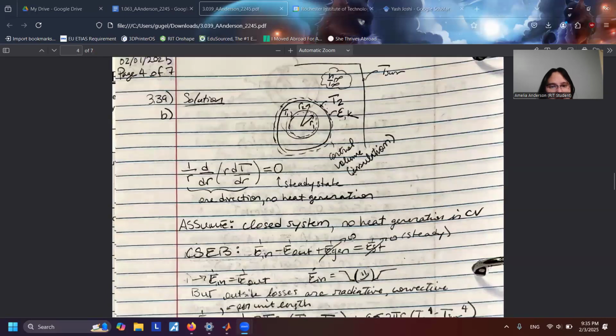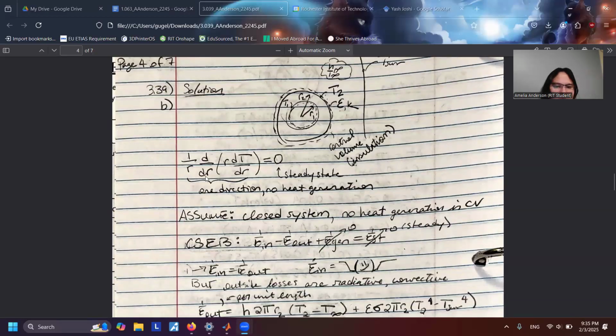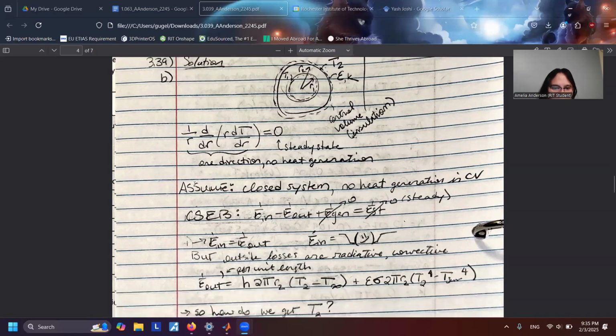Moving on to part B, it's going to get a little more complicated. Here's our heat diffusion equation, simplified already: steady state, one direction, no heat generation. That's another important assumption that I did not list up above, but we're assuming that no heat is generated within this insulation. We are going to assume that it's a closed system with no heat generation in the control volume, which, if you can read my chicken scratch, there's a dashed line here and a dashed line here. So the control volume is just going to be this insulation.